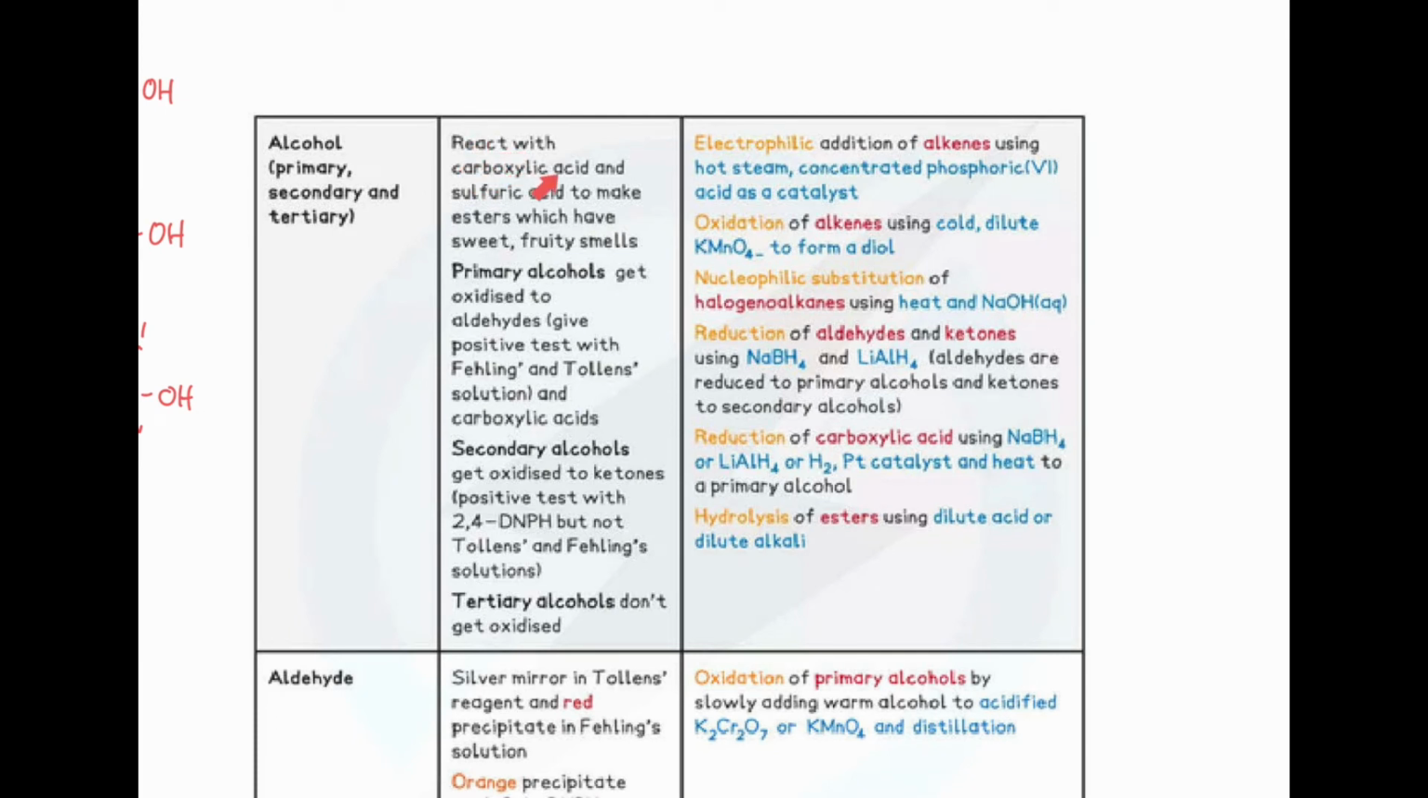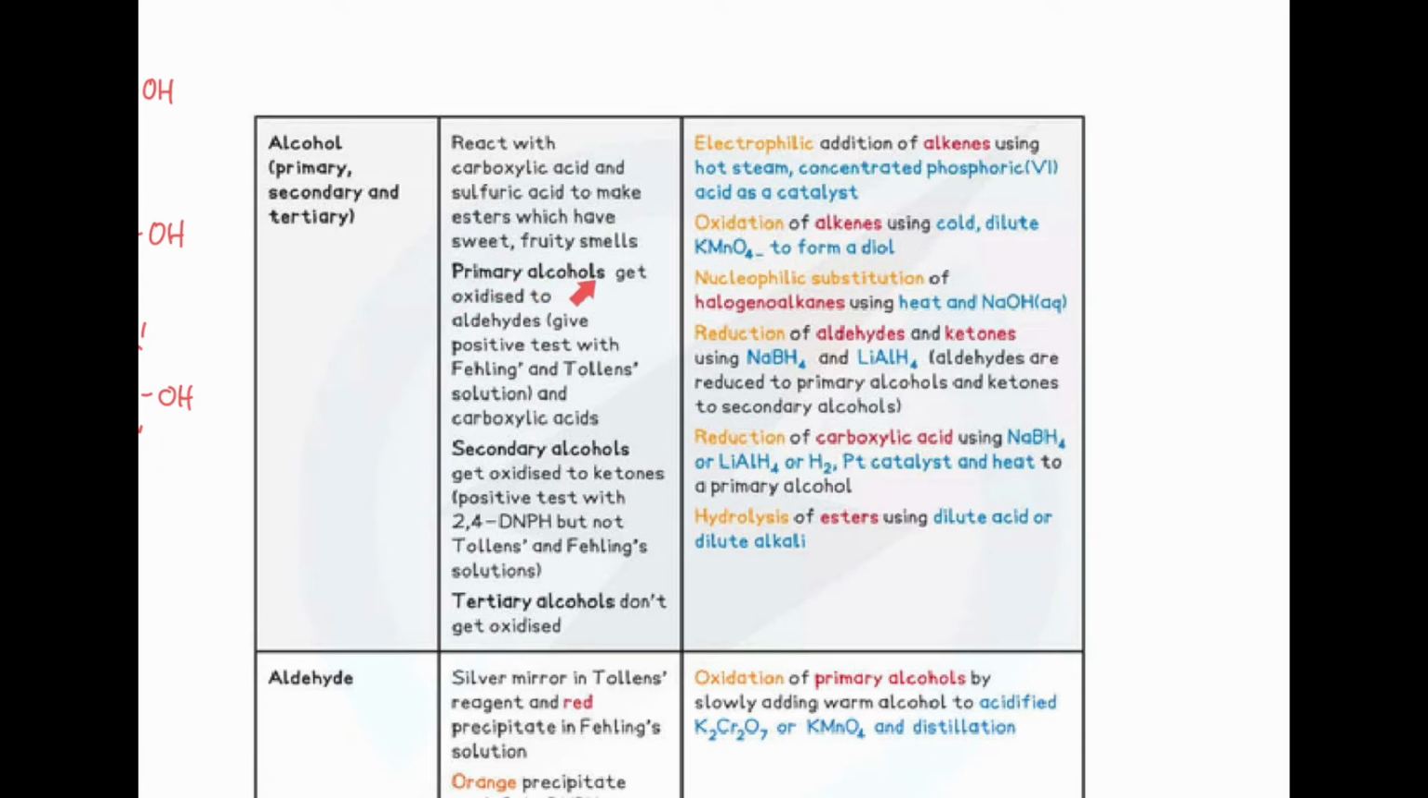Okay, now let's see the tests. Alcohol reacts with carboxylic acid and sulfuric acid to make ester. You know, alcohol plus carboxylic acid becomes ester. The sulfuric acid is the catalyst here, or the dehydrating agent at the same time, to make ester which has a sweet, fruity smell. So remember that, alcohol plus carboxylic acid becomes ester.